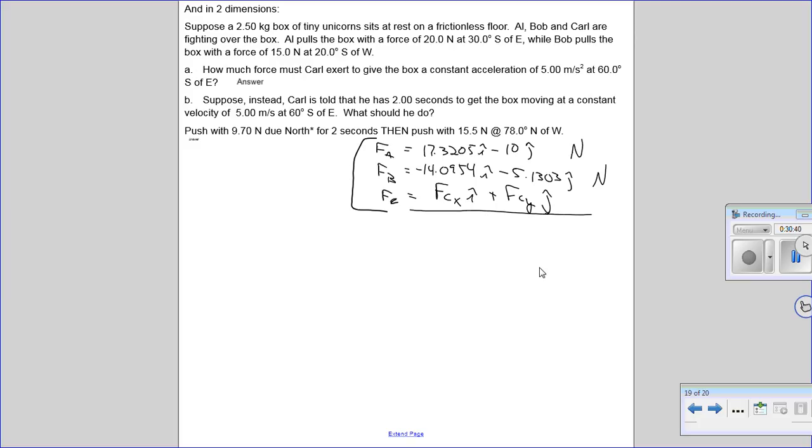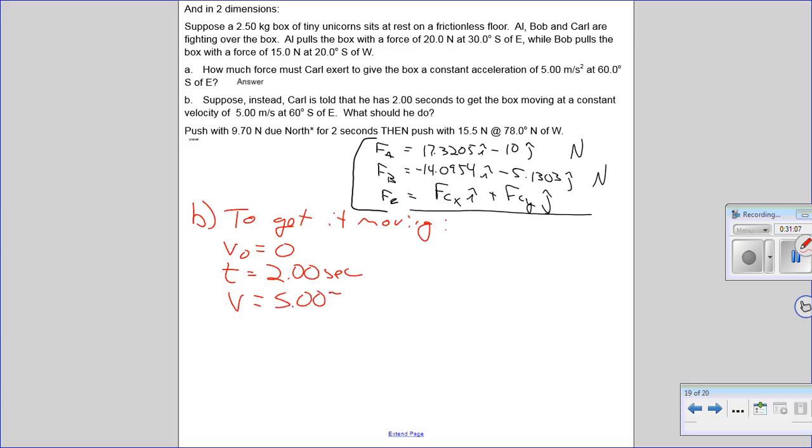All right, everybody set? Anybody need a minute? All right, so for part B, there are two chunks. To get it moving, here's what we know. What was the initial velocity of the box? 0. Our goal is that we've got 2 seconds to get to a velocity of 5.00 meters a second at 60 degrees south of east. So what should I do?